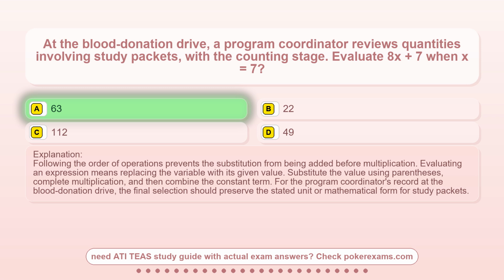Following the order of operations prevents the substitution from being added before multiplication. Evaluating an expression means replacing the variable with its given value. Substitute the value using parentheses, complete multiplication, and then combine the constant term. For the program coordinator's record at the blood donation drive, the final selection should preserve the stated unit or mathematical form for study packets.